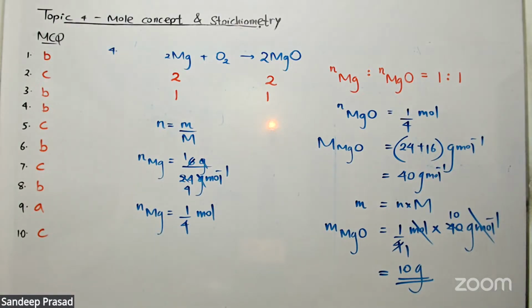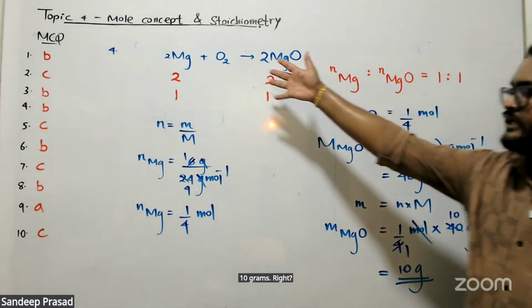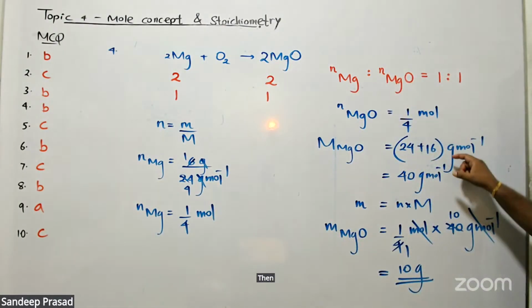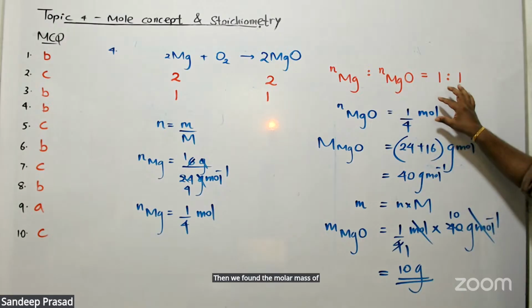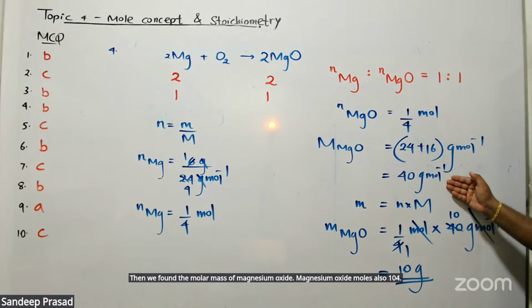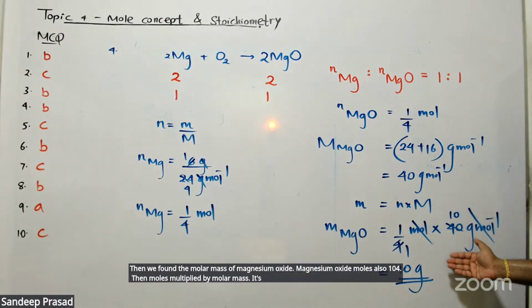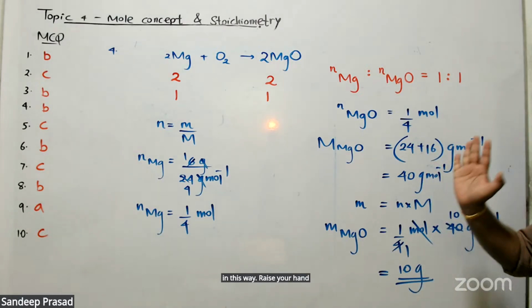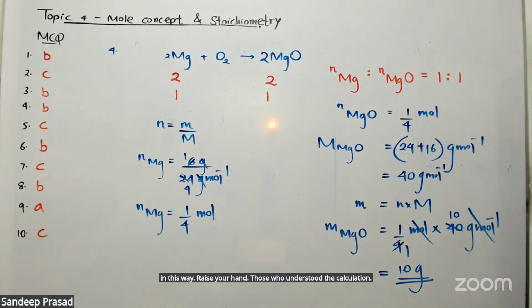10 grams, right? We found the number of moles of magnesium. Then we found the molar mass of magnesium oxide. Magnesium oxide moles are also 1/4. Then moles multiplied by molar mass gives the mass in this way. Raise your hand those who understood the calculation quickly. If you have any doubts, you can ask me. If you have any doubts, put your doubts in the chat box. We can discuss them.